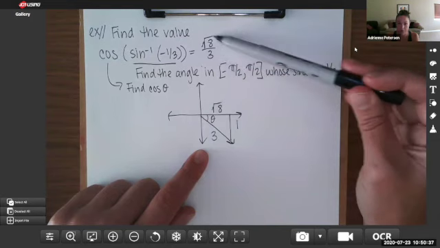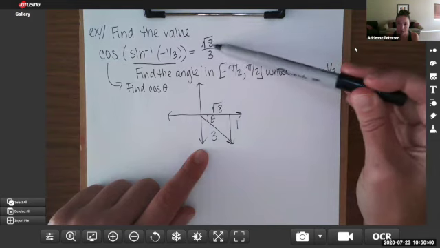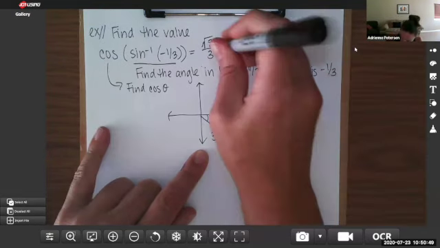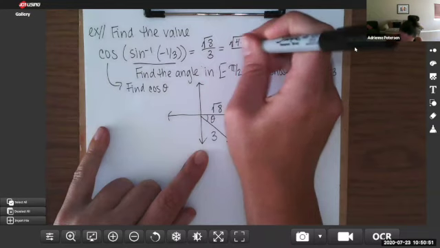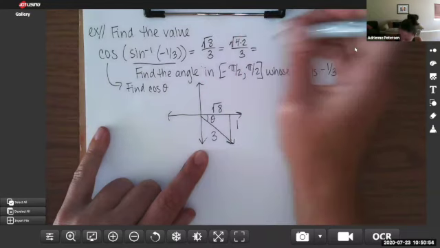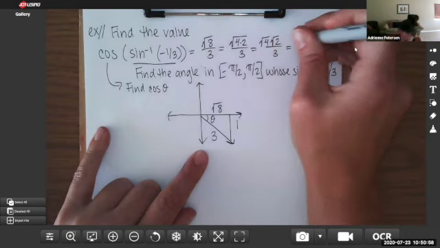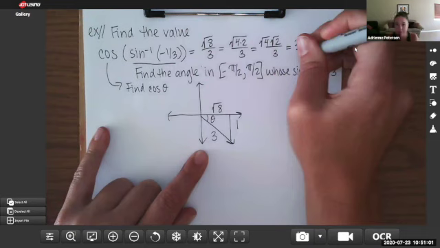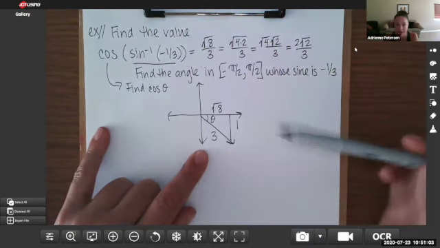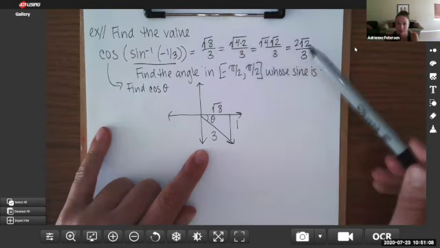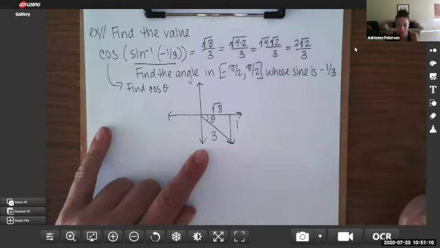Up in the numerator, we see a square root of 8. What we want to be on the lookout for is perfect squares that we can simplify out of this radical. 8 is 4 times 2, so this becomes square root 4 times square root 2 over 3. Square root 4 is 2, so this is 2 root 2 over 3. That's the long way of simplifying. The shortcut way is by recognizing that there's a factor of 4 in here, and when we pull that out of the square root, that's where we get this 2 from. Okay, so our answer is 2 root 2 over 3.